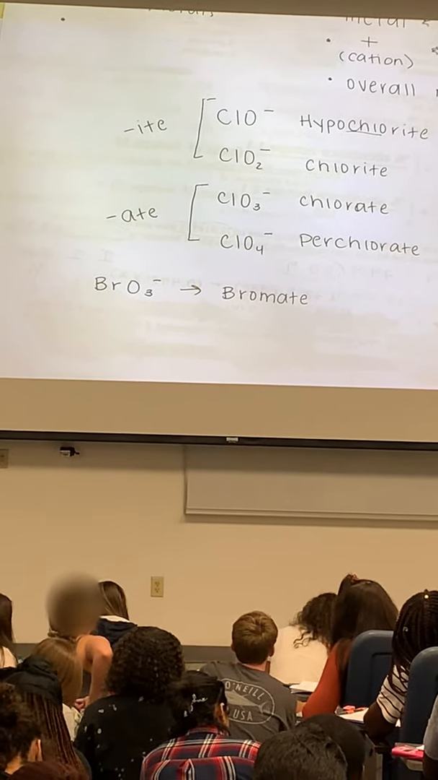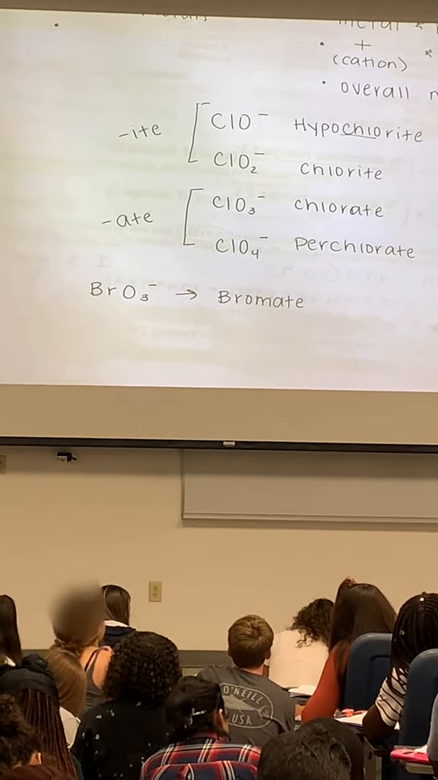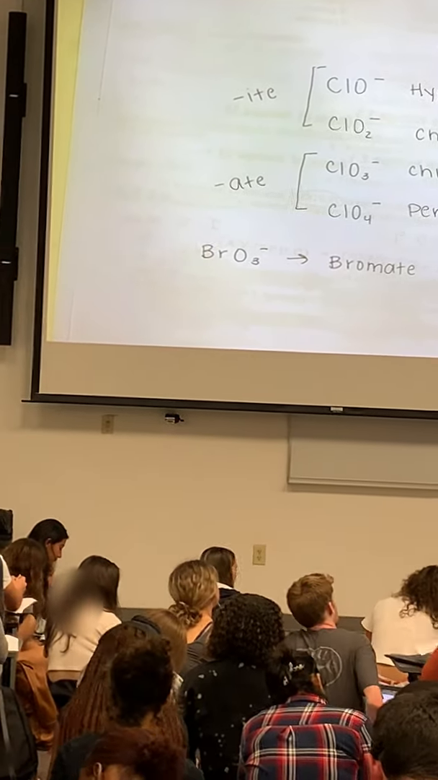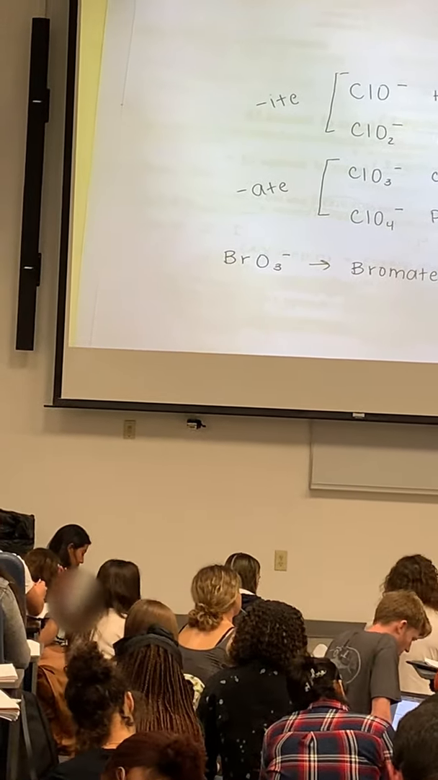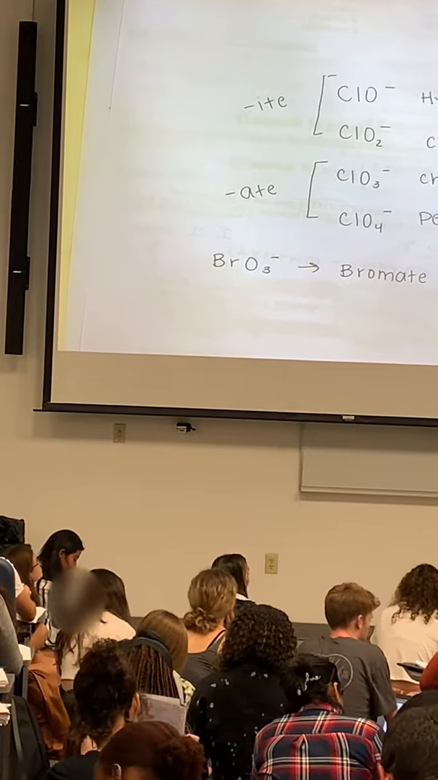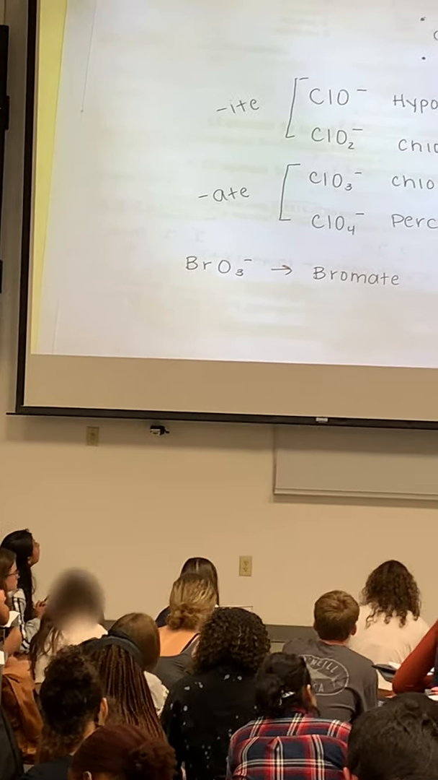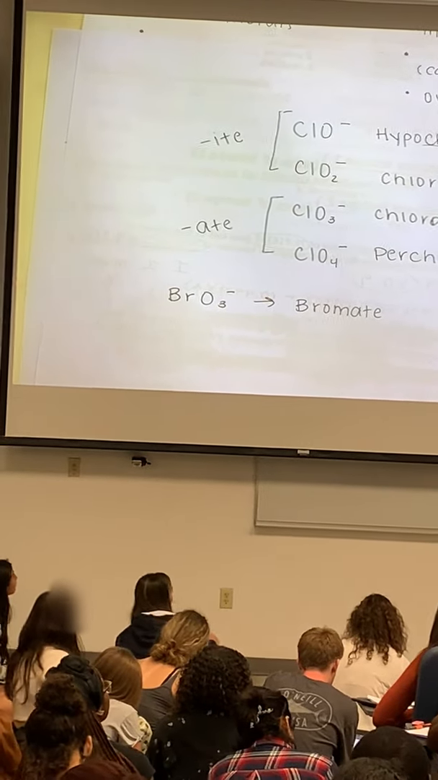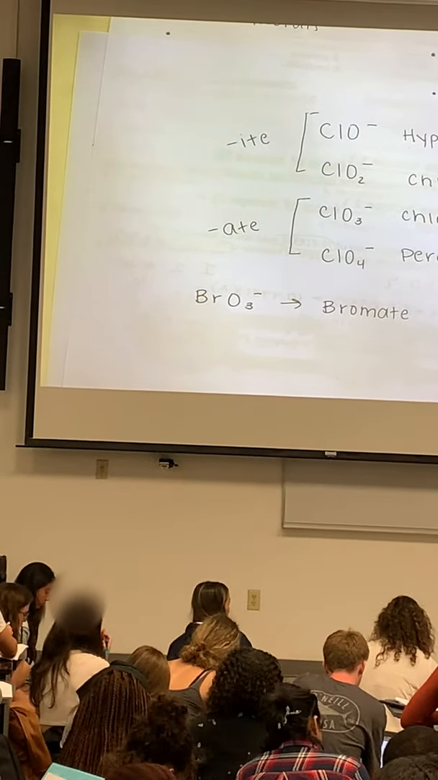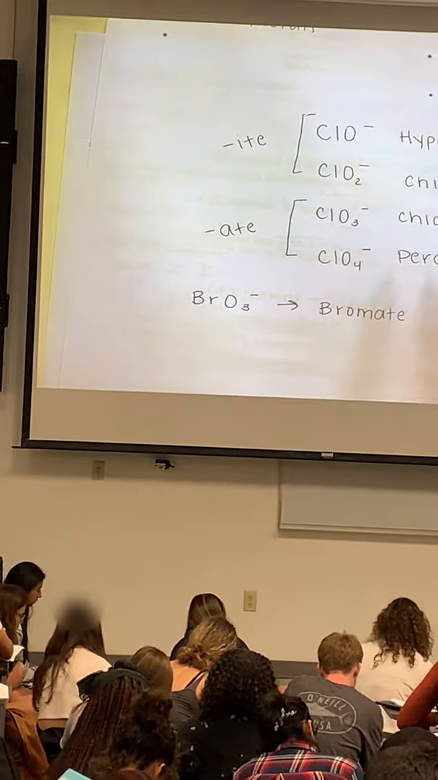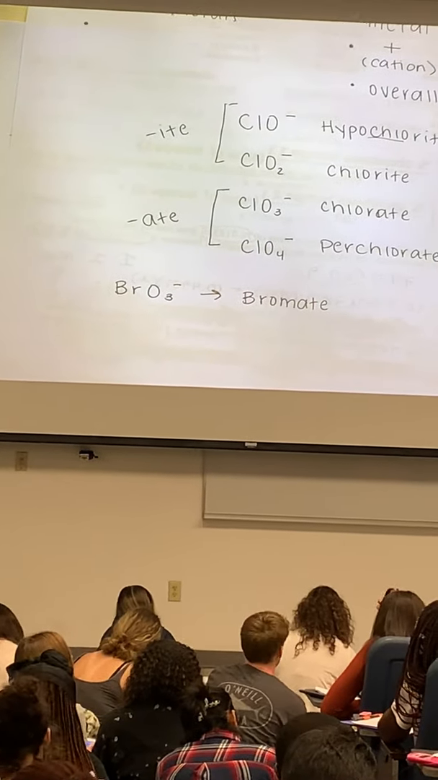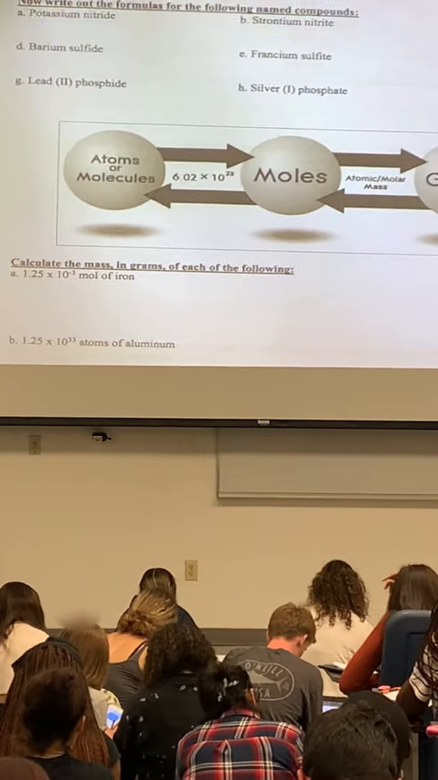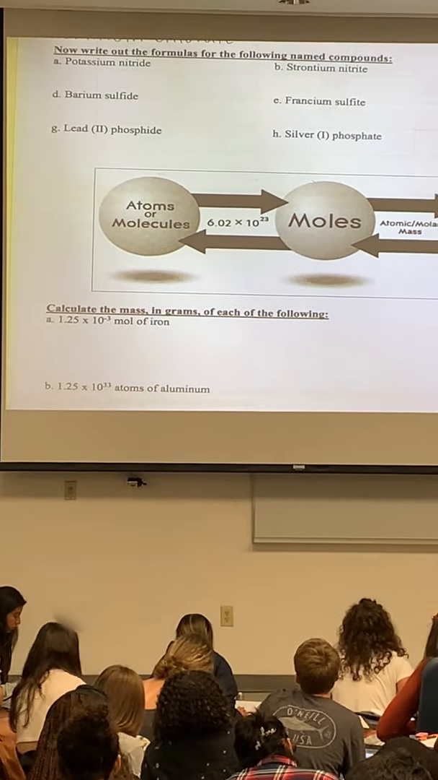So if you see periodate, bromate, iodate might be the answer. Okay, I would just look them up, but you have to know chlorine, bromine, and iodine. They're not going to list all of them in the periodic table because it's the same pattern of names. That was just a note about the chlorate.